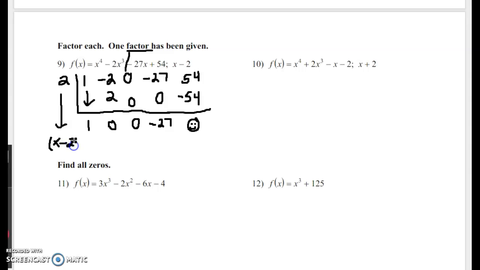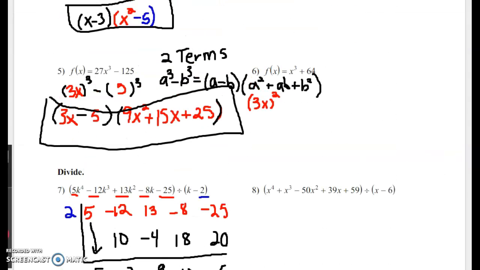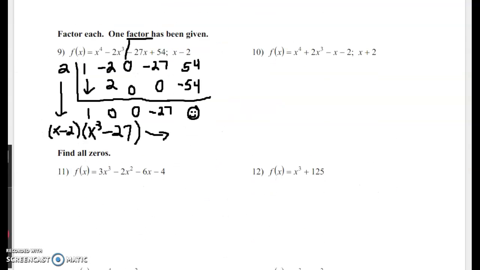And I'm also happy because I divided this that started at x to the 4th is now x cubed. This would be 0x squared. That would be 0x, but I have 0, so I don't need them. So I have x cubed minus 27. And then this is not factored completely because x cubed minus 27, that's the same difference of cubes pattern we used up here, that exact same pattern. So instead of a cubed, we have x cubed, and then b cubed is 27, so that's 3 cubed.